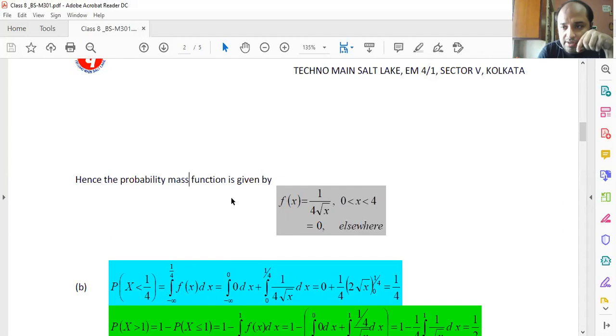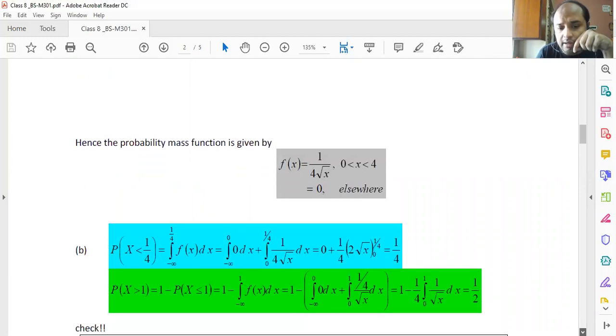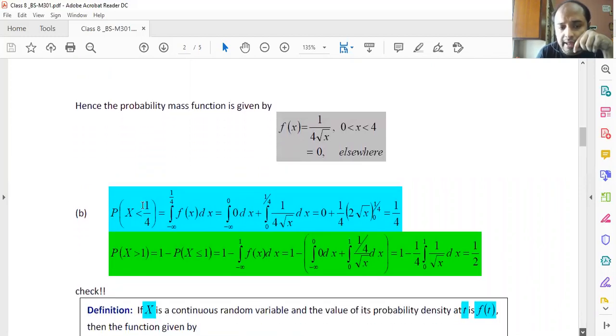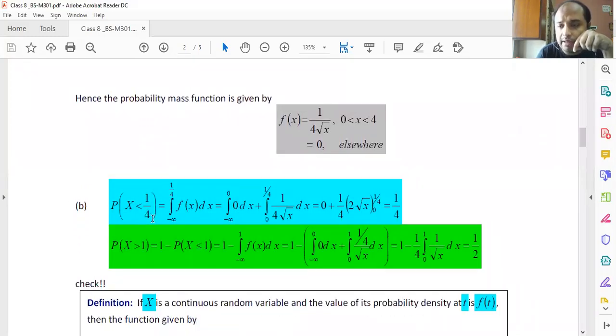So the probability density function now becomes fx equal to 1 by 4 root x. I have substituted the value of c over here. It becomes 1 by 4 root x when x lies between 0 and 4, and 0 elsewhere. Now our job is to find the probability when the random variable takes values lesser than 1 by 4.